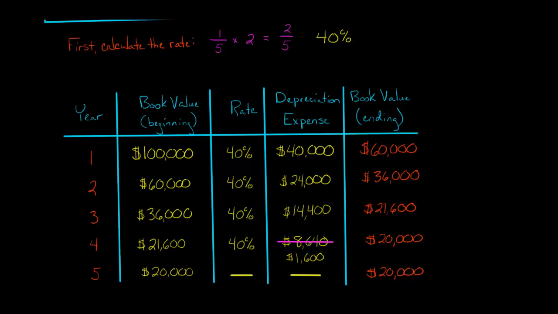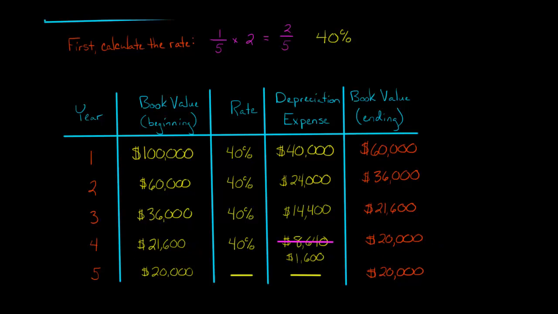But here's the catch. You can't record 8,640 depreciation expense for year four. That's why I have it crossed out here. Because if you took 8,640 and subtracted that from the 21,600 beginning book value, you would have an amount that is lower than 20,000. But 20,000 is the salvage value, so we're only supposed to depreciate down to the salvage value. Okay. So for year four, the depreciation expense is capped at $1,600. Instead of 8,640, it's $1,600. Why? Because 21,600 minus 1,600 is equal to 20,000, which is the ending book value, okay?